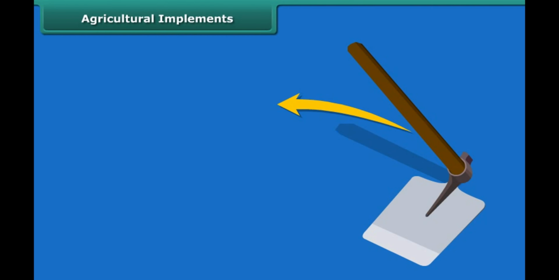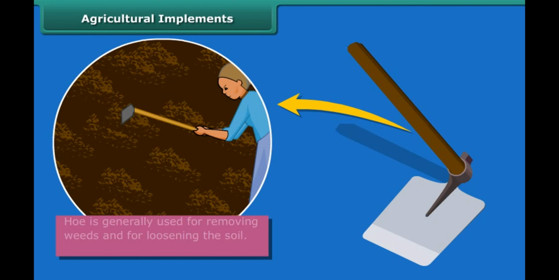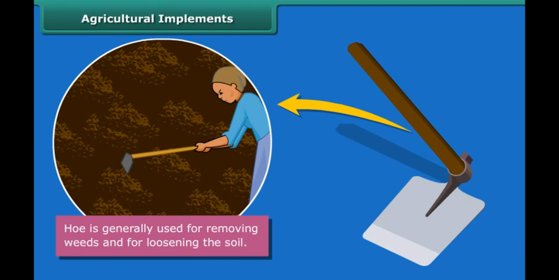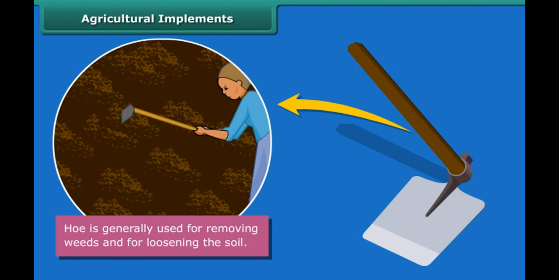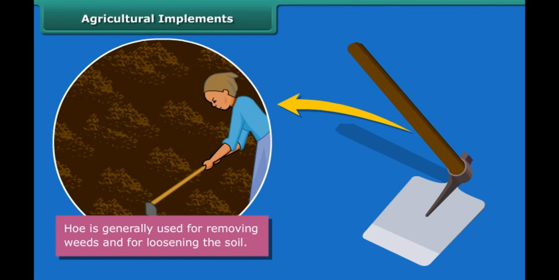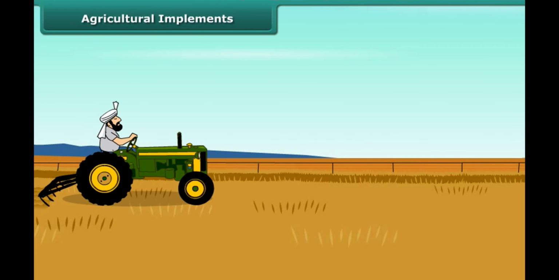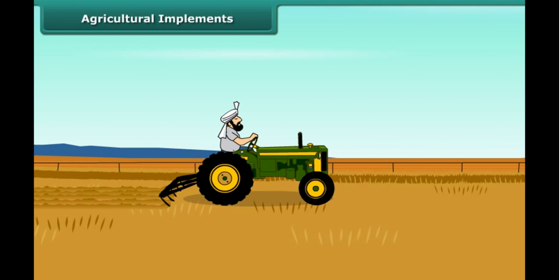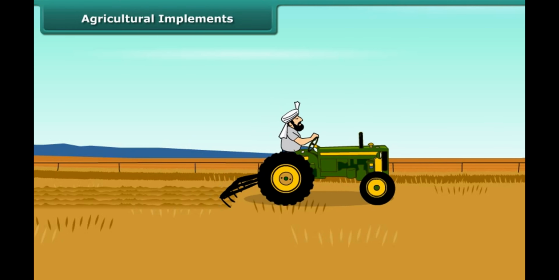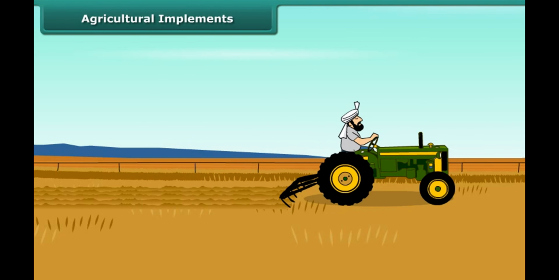Another tool used in plowing is a hoe. It is used for removing weeds and for loosening the soil. It has a long rod of wood, and a strong, broad and bent plate of iron works like a blade. Most of you must have seen tractors in the farms. Nowadays, plowing is done by a tractor-driven cultivator, which saves both labor and time.